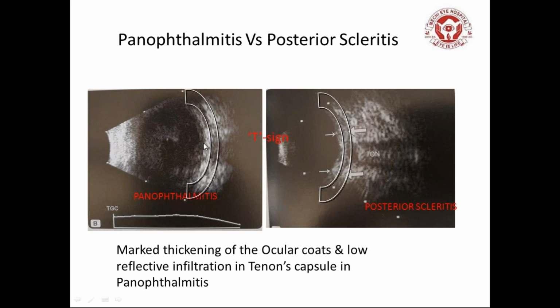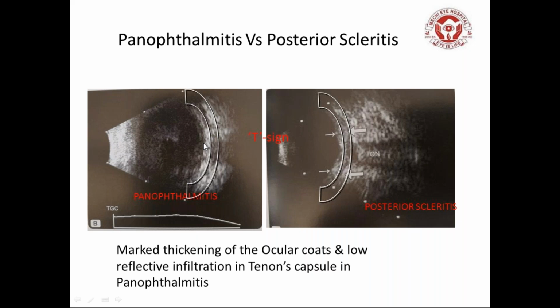In case of panophthalmitis, there is presence of hypopyon or exudates or vitreous cells in the anterior chamber.